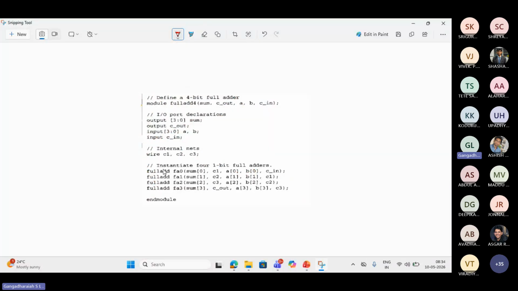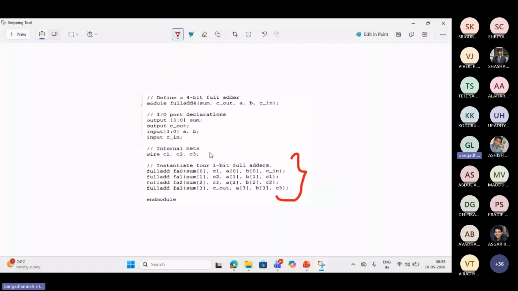Sir, what should be the value of the Cin for FA0? You can give either 0 or 1. That's under the user's control. Literally, that is an input.